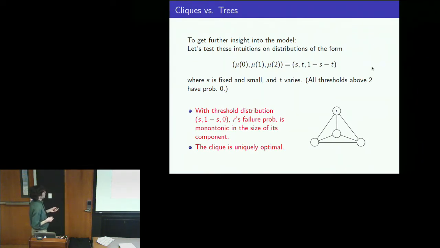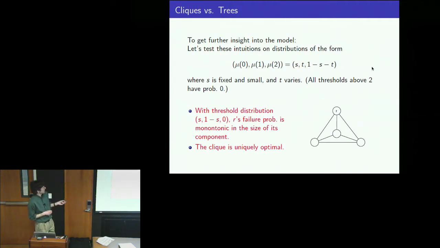Okay, so in particular, h here is 2, and we have these 2 small values. Let's think about s being small but fixed, and t being small, but I'm going to slide it continuously between 2. Actually, I might slide into a big thing. All right, so let's take the easiest possible threshold distribution, s 1 minus s 0.